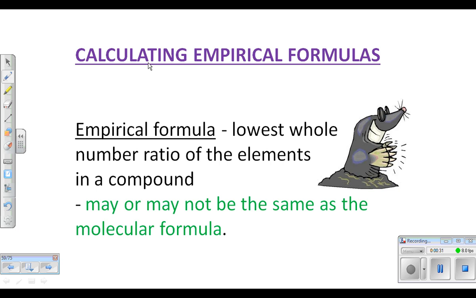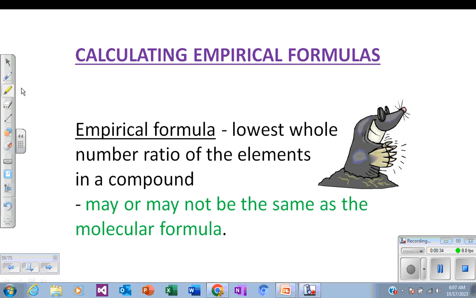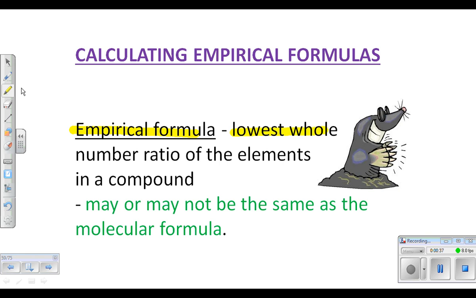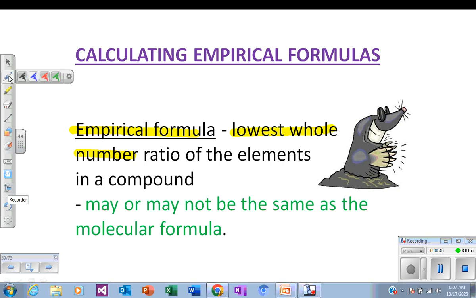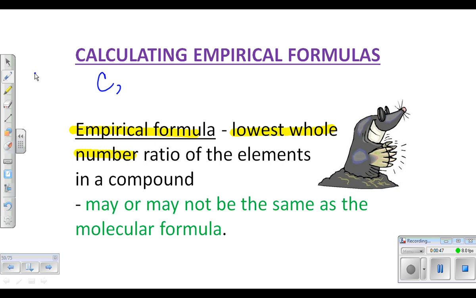Sorry about that. All right, so empirical formulas are the lowest whole number ratio of the elements in a compound. What that means is, for example, if I had the actual compound C2H8, that is not the lowest combination of those elements. So I could reduce those. Since both of them could be divided by 2, that could actually become CH4. Now this would be my empirical formula.